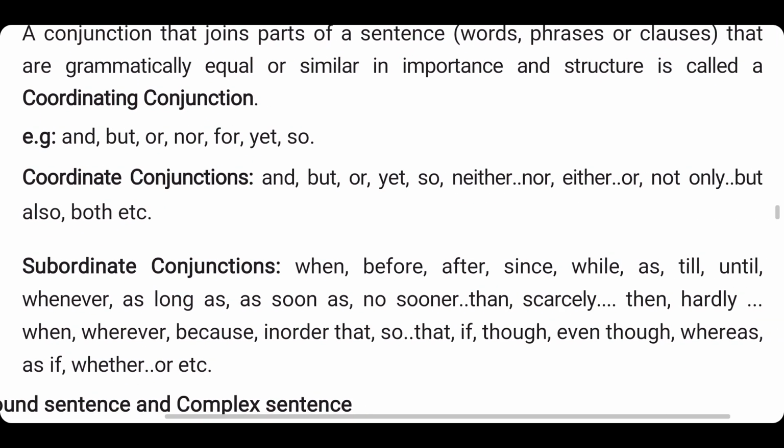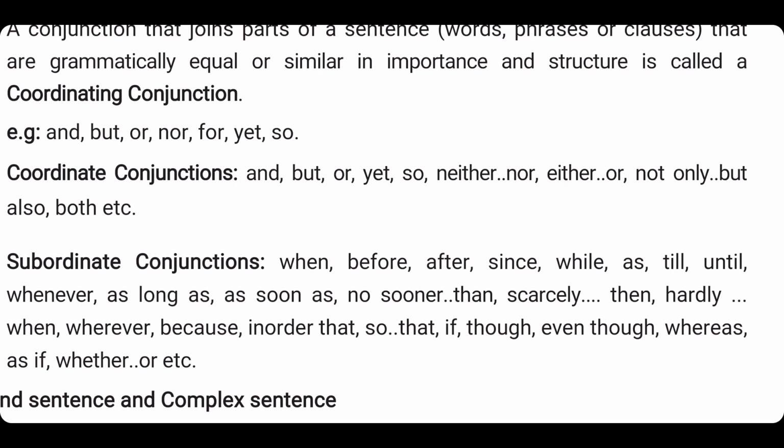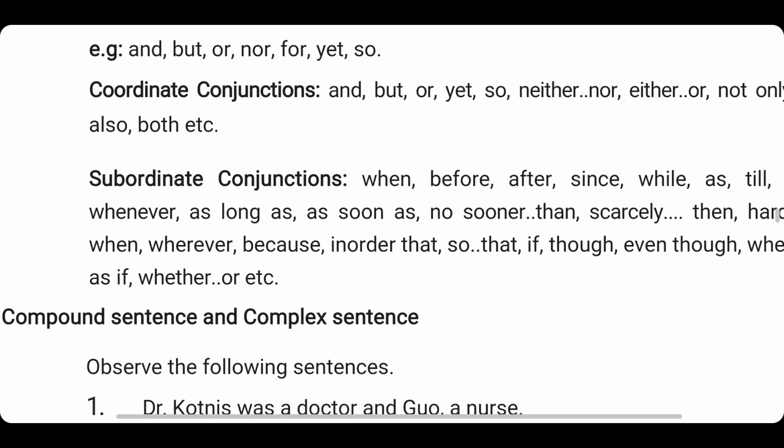Some of the subordinating conjunctions are given here: when, before, after, since, while, as, till, until, whenever, as long as, as soon as, no sooner than, scarcely then, hardly when, wherever, because, in order that, so that, if, though, even though, whereas, as if, whether, and so on.